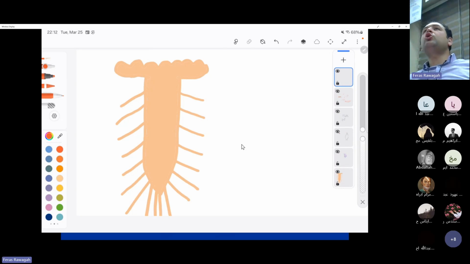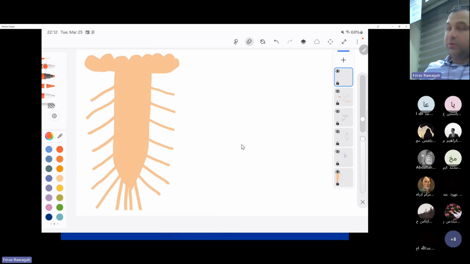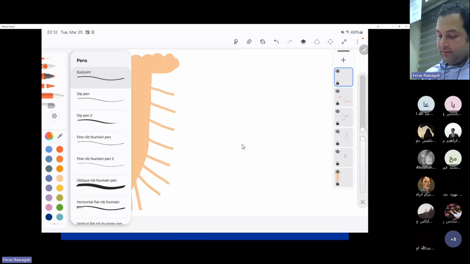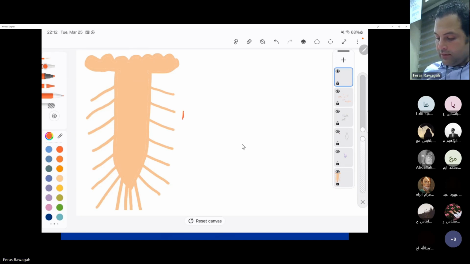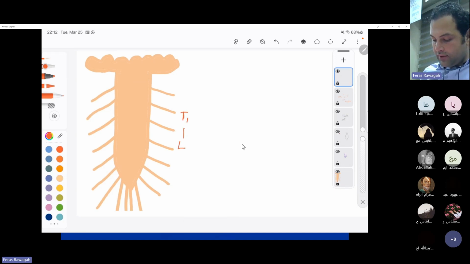Now, what about the autonomic function of the spinal cord? Actually, the autonomic nervous system is composed of the sympathetic and the parasympathetic. The parasympathetic, as you know, comes from the cranial nerves and from the sacral nerves. While the sympathetic nervous system comes from T1 down to L1. This is the sympathetic outflow.